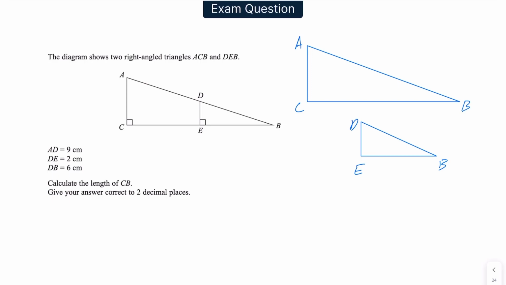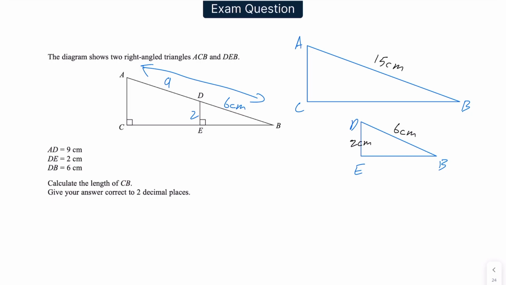Now, if I read the question, it says AD is, where is AD? AD is 9. Okay, interesting. AD is 9 there. DE is 2, so I can label that there. Just change colors. So that's 2 centimeters. D to B is 6 centimeters. I can label that here as well, 6 centimeters. Okay. So then I know what A to B is altogether. So that's just going to be 9 plus 6, which is 15. So that's going to be 15 centimeters there.